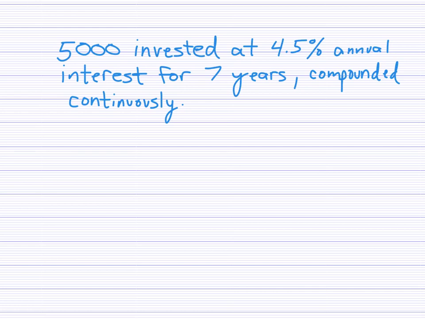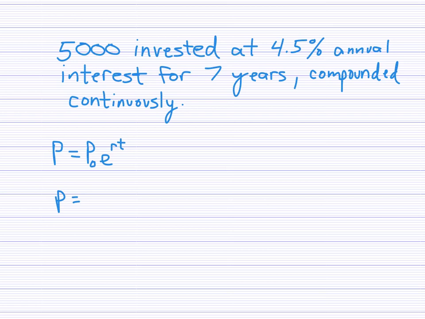Okay, here we go. We're going to invest $5,000 at 4.5% annual interest for 7 years, and that interest is compounded continuously. So the formula, recall, is the ending principal equals the initial principal times E to the power of rate times time. Rate as a percentage, time in years.